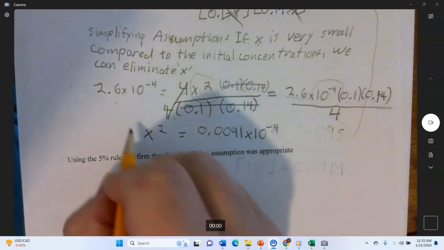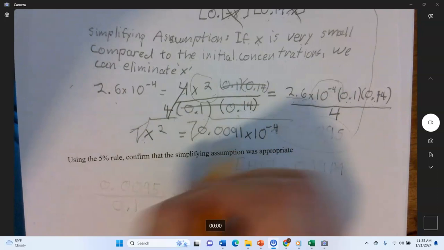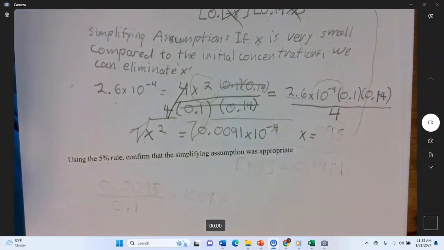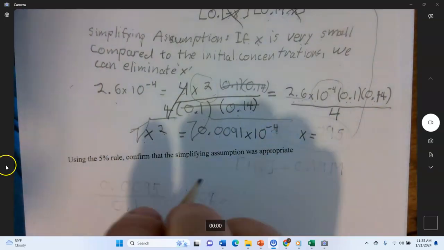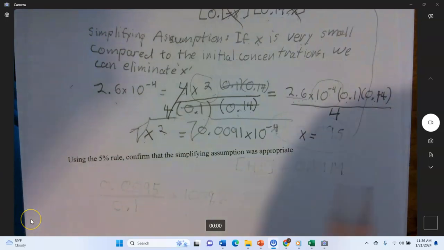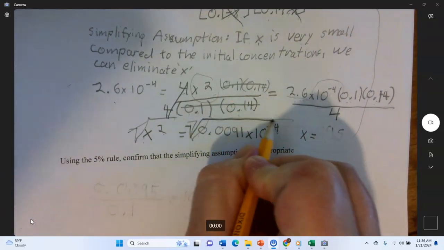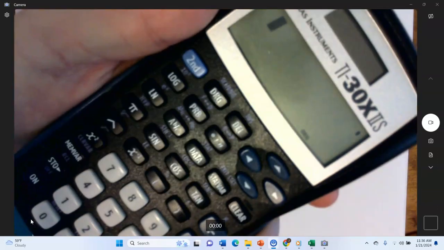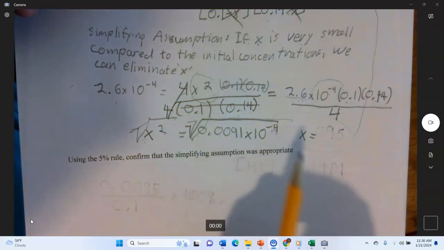And if you take the square root of that, the square root of x squared is x equals, all right, and we're going to take the square root of that. So what I want to do is take the square root of this. Let me write that a little neater, square root sign. Take the square root of this. Let me show you how I do it on the calculator. You don't need to adjust decimals until you're at your final answer, so just leave it like that.